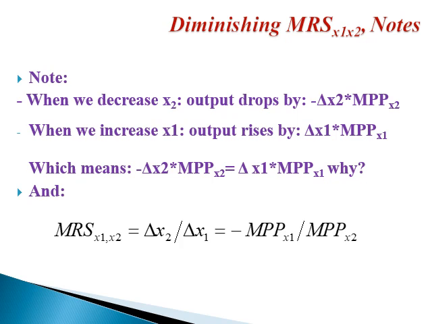So 0 is equal to MPP x1 multiplied by delta x1, and 0 is equal to MPP x2 multiplied by delta x2, which means that MPP x1 multiplied by delta x1 is equal to MPP x2 multiplied by delta x2. Then do some manipulation to that equation, and you'll find that delta x2 divided by delta x1 is the same as MPP x1 divided by MPP x2. Very easy.